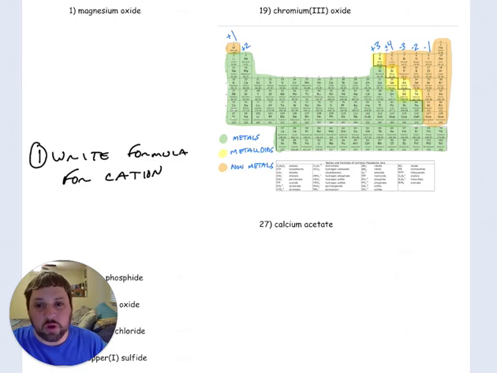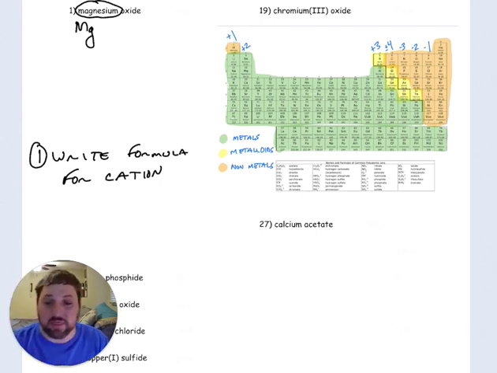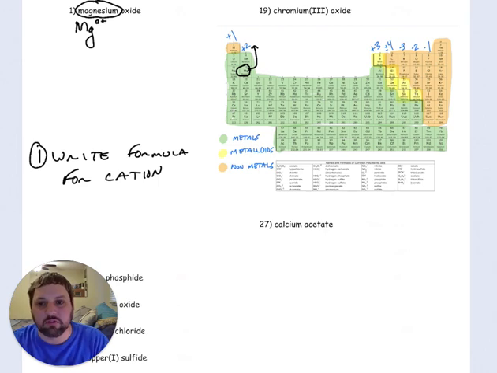So for number 1, we are going to look at magnesium, again being the first word. That must make it the cation because it's out in front, it's a metal, it's on the left side of the periodic table. So I find magnesium on my periodic table, and I go up to the top, and I see that magnesium has a 2+ charge. So I write Mg 2+. Notice it is the formula for the cation, not the uncharged neutral atom.